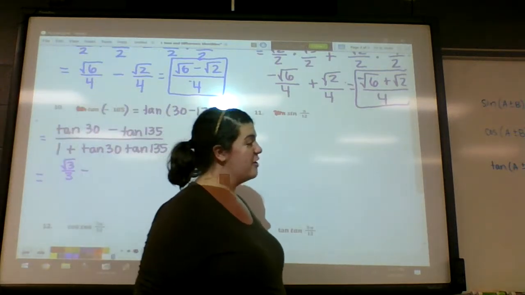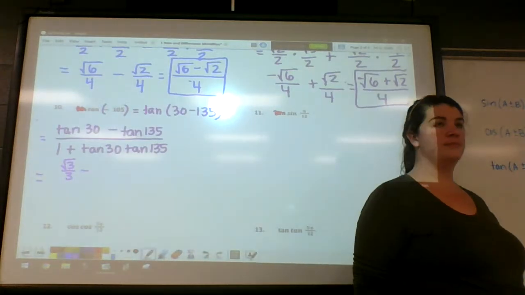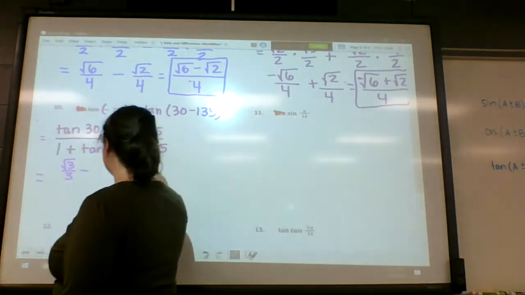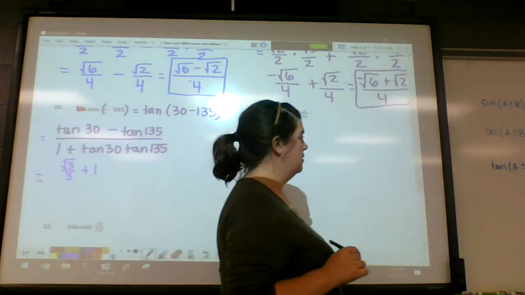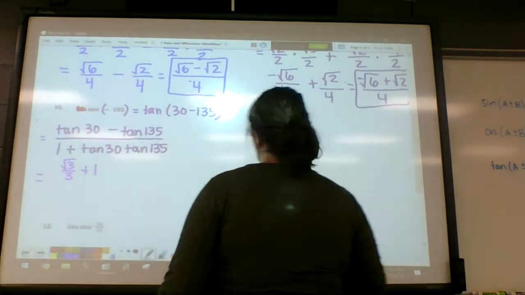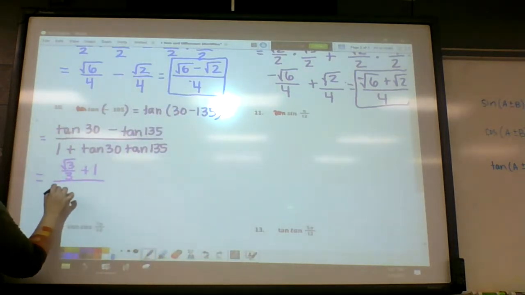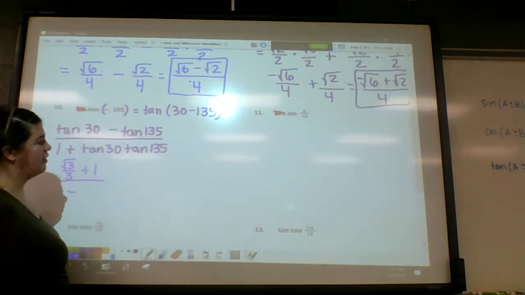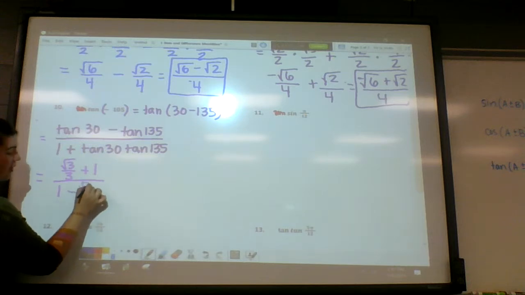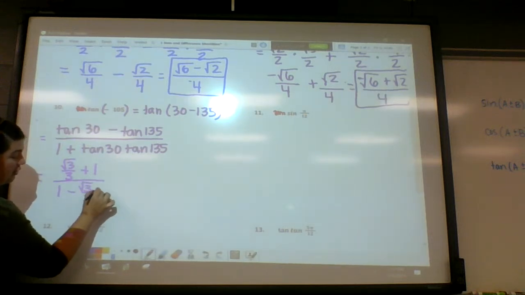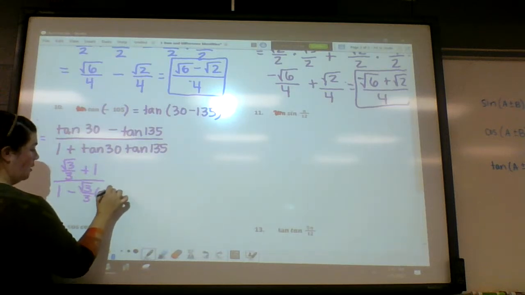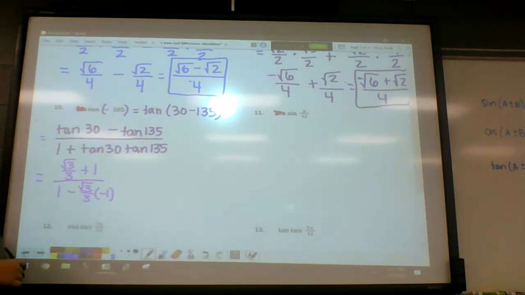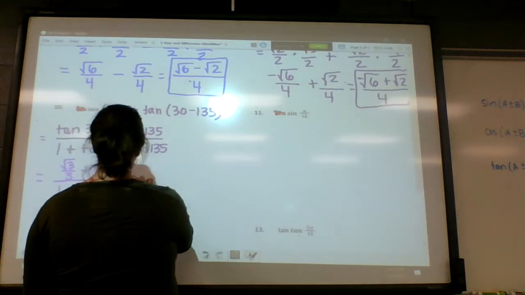Minus the tangent of 135. -1. So it's minus -1. So is everybody okay if we change that to a plus? Okay. And then it's on the bottom, 1 minus tangent of 30 again, which we said was square root of 3 over 3. And then times by -1.